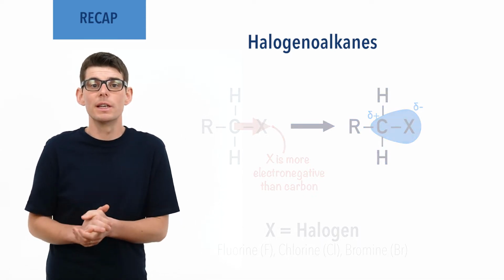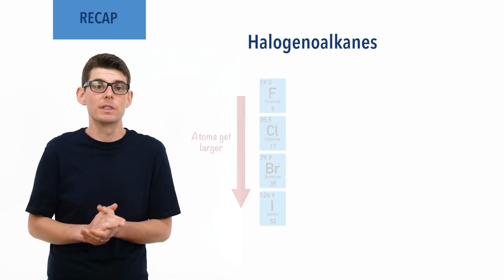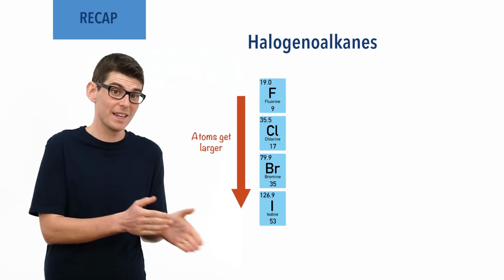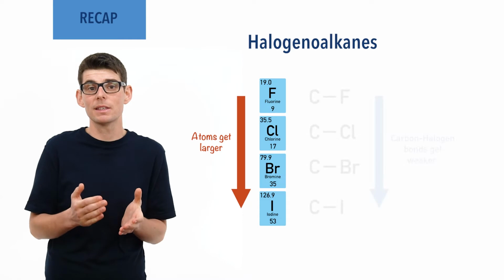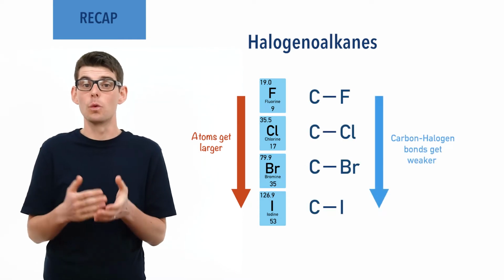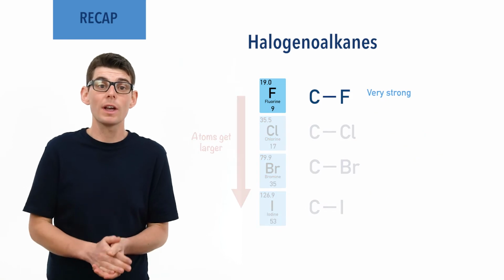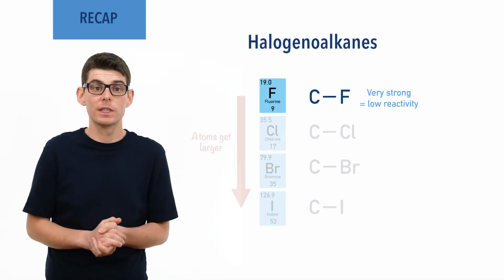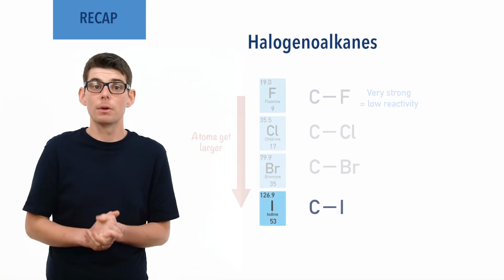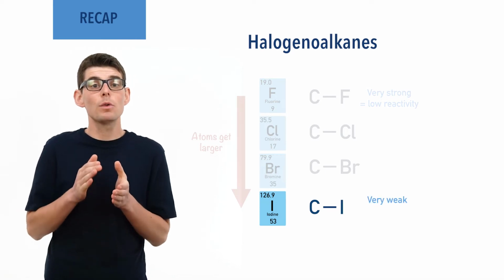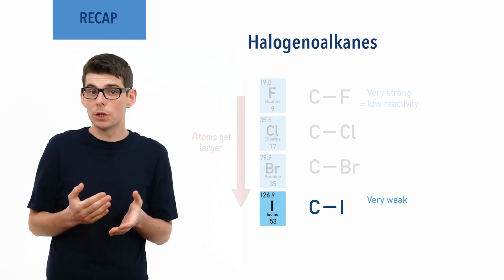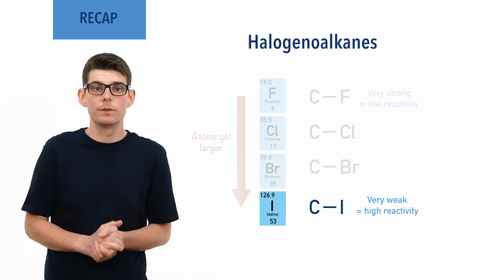As halogen size increases down group 7 in the periodic table, from fluorine to iodine, the covalent bonds they make to carbon get longer and therefore weaker. This means a carbon-fluorine bond is very strong and has a very low reactivity. A carbon-iodine bond is however weaker and more easily broken, making iodoalkanes much more reactive.